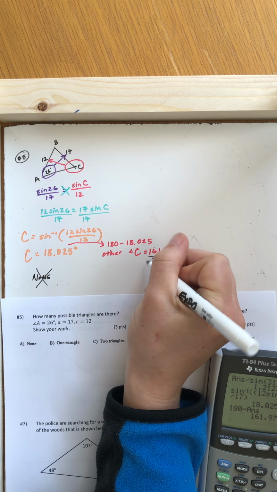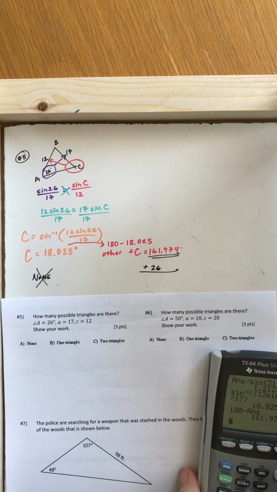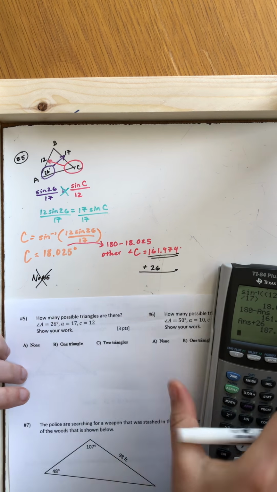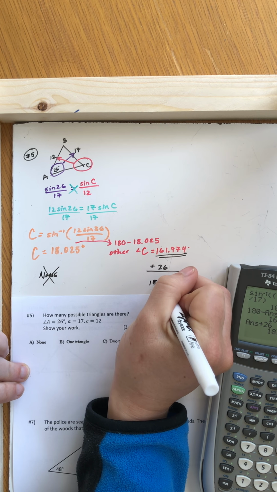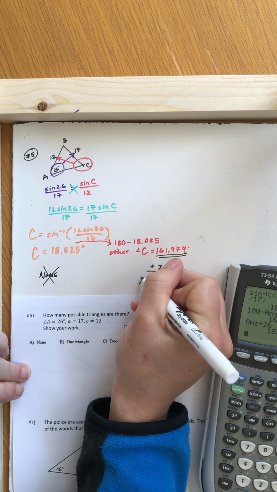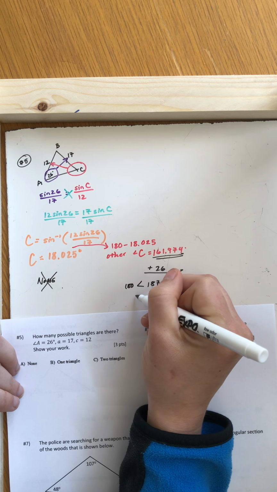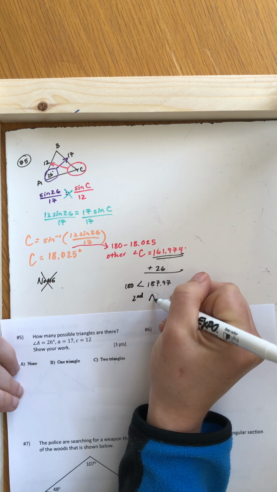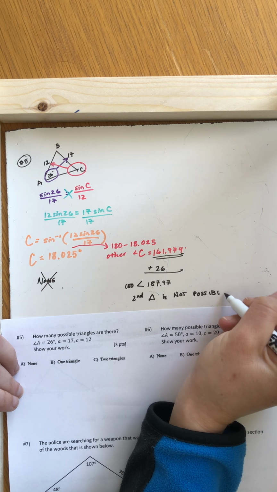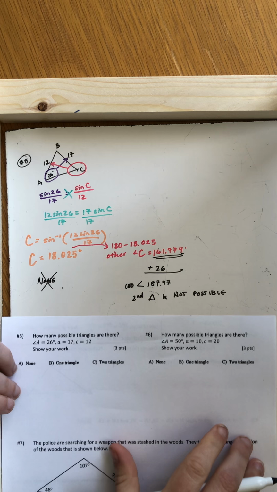So this is my angle C. I know that angle A is 26. So if I add angle A and angle C, it gives me 187.97, which is greater than 180. So that means that this second triangle is not possible. So the correct answer for this one is that there is one possible triangle.